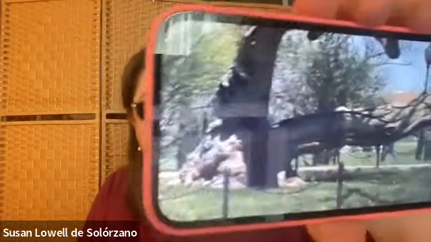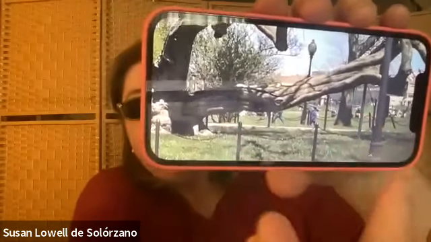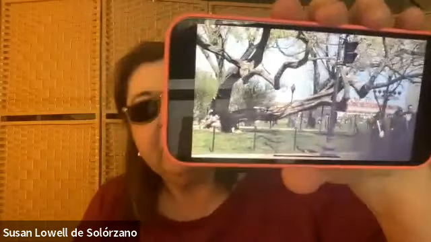I want to show you. Can I show a picture? Go for it, Susan. There is a tree downtown. So there's the base of the tree. And look at this branch. Wow. How thick it is. How long it goes out. How horizontal it is.